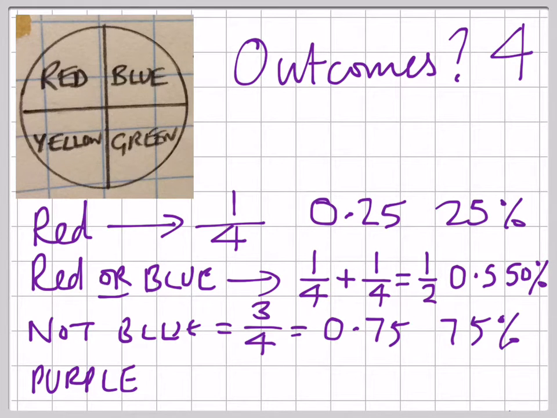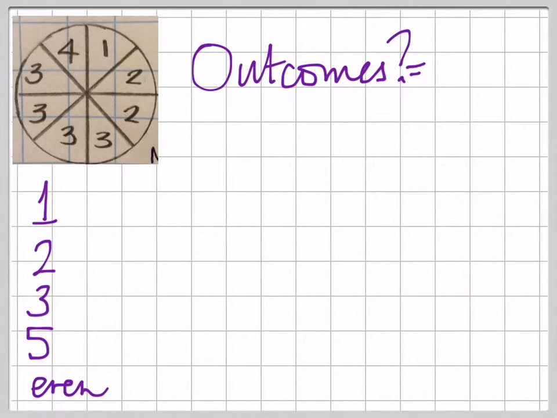Occasionally you get crazy questions like, what's the chance of spinning a purple? Well, there isn't a purple. So quite clearly the answer to that is 0. It's impossible. Sometimes you get slightly more complicated spinners.